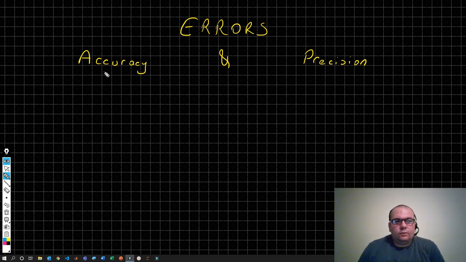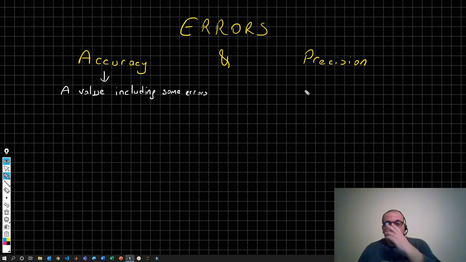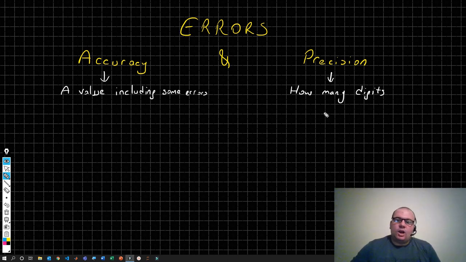Accuracy is a value. It's a value including some errors. For now, just some errors. But it's a value. But precision, it's about how many digits we will use in our mathematical operations.